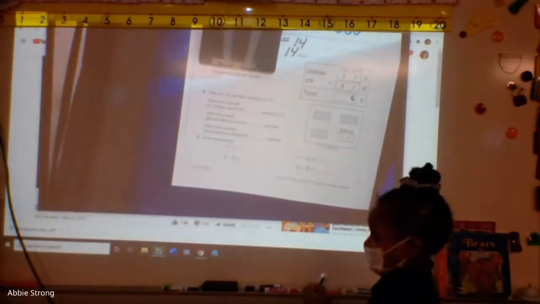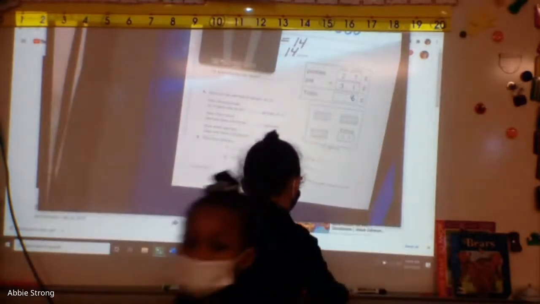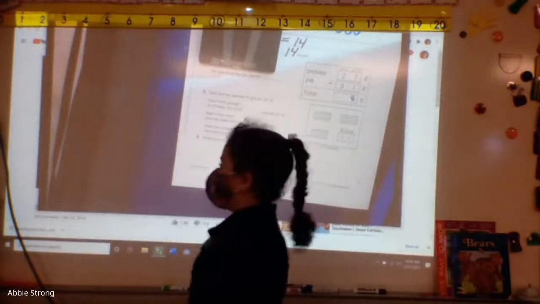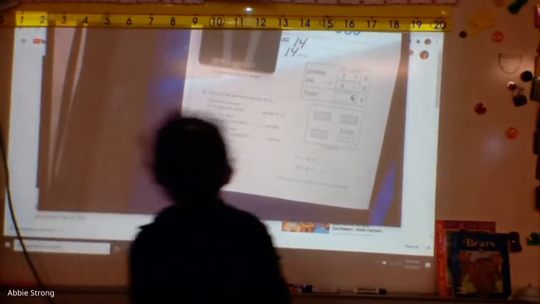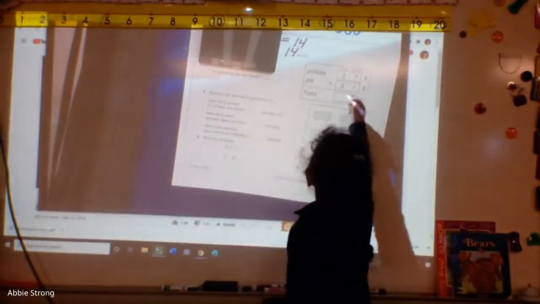I want you to add the dimes. 2 plus 3. You can find the 2 on your number line and hop 3 more times. 5.